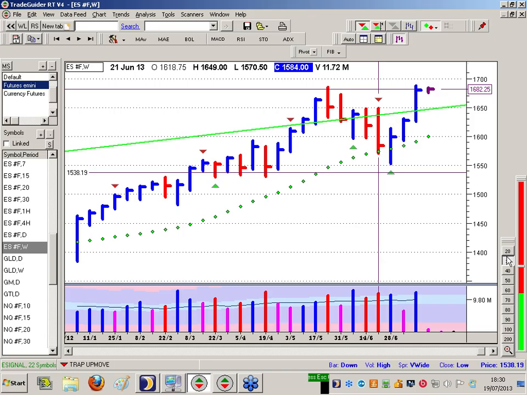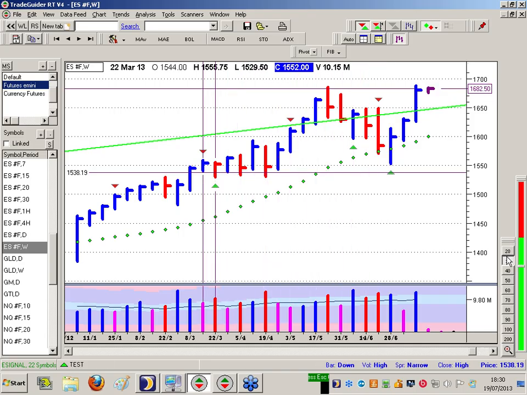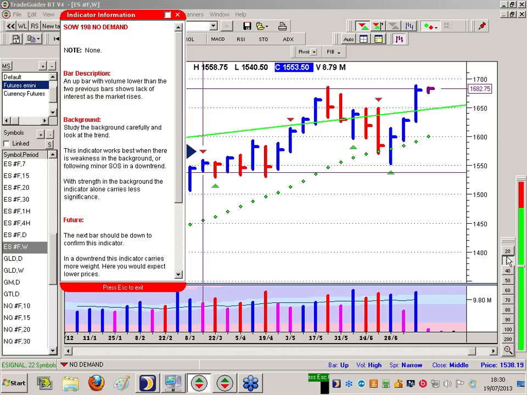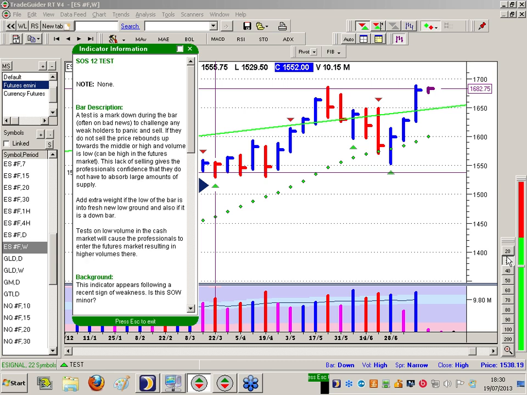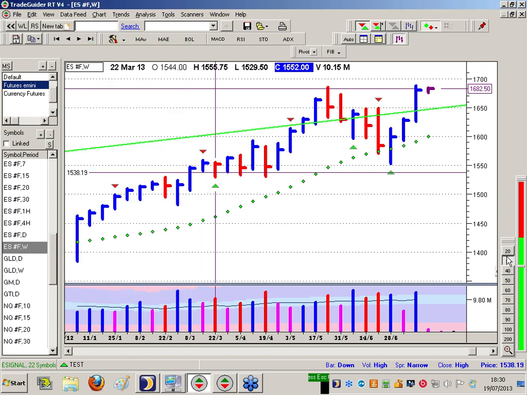Interesting. There's even one here. Look. And don't forget, this is a weekly chart. No demand. And there's your test. But that's a weekly chart. Okay.